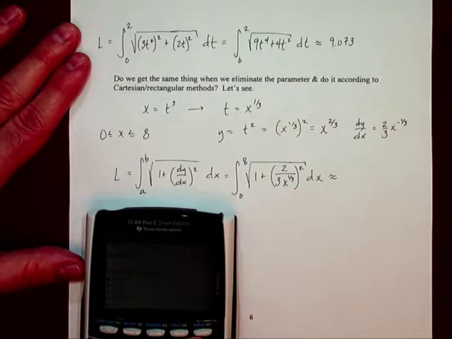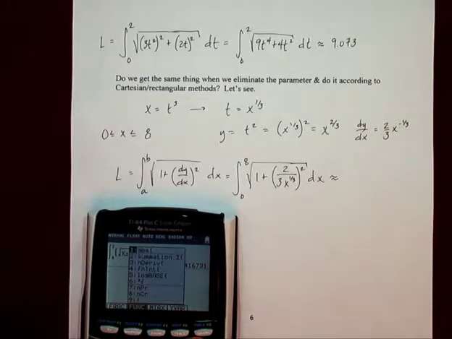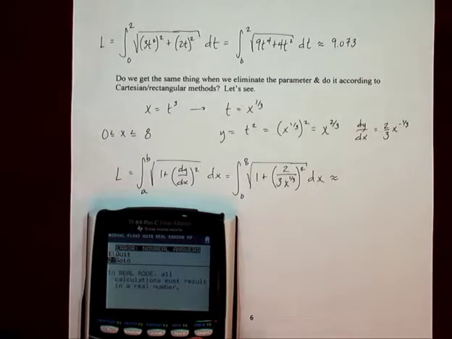But let's use our calculator for this one again. We're going to find our integral from 0 to 8. I already have y2 as y1's derivative, so I'm going to shortcut again and have y2 squared with respect to x. Actually, there, it's supposed to be plus. Okay, and enter.